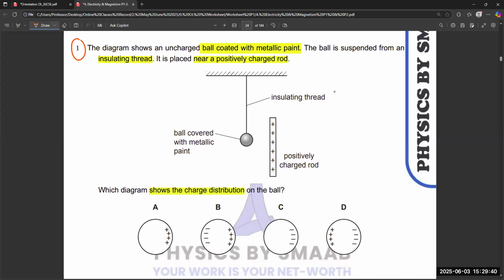We know that negative charge is attracted towards the positive charge, right? So it can't be A or B. And it is mentioned in the question that it is an uncharged ball. That means the number of protons is equal to the number of electrons. So that's option D. We also need to consider that there are equal numbers of protons and electrons. So that's why option D.